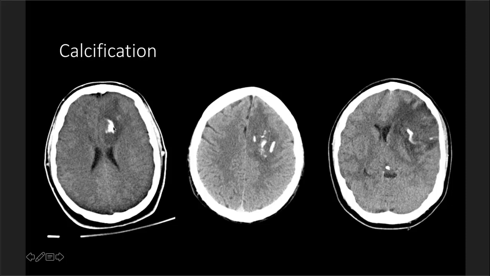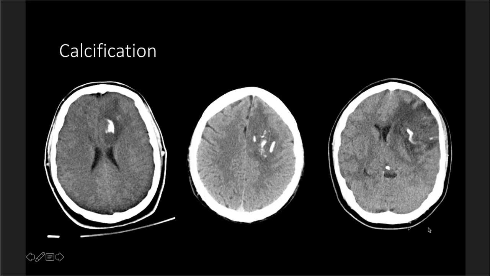Here we have a mass in the left frontal lobe that's mostly low density, and then we have curvilinear calcification within the mass, and that's an oligodendroglioma. Here we have a mass that's fairly low density on CT with areas of internal calcification, another oligodendroglioma, and then finally we have another low density mass with areas of ribbon-like calcification, and that's an oligodendroglioma.